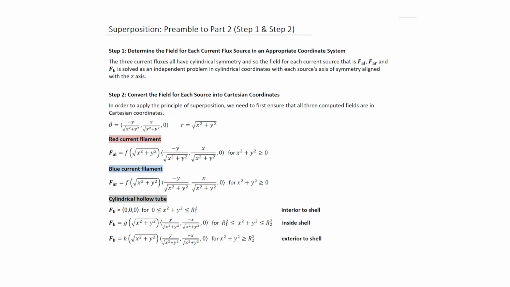And of course, we've done problems with cylindrical symmetry already, so we'll quickly summarize results a little bit later. The second step, once we've computed what the distributions look like, is to convert the field for each source into Cartesian coordinates. The reason that we need to do that is that when we sum fields, we cannot sum them in curvilinear coordinates. They have to be summed in Cartesian rectangular coordinates, in order to apply the principle of superposition.